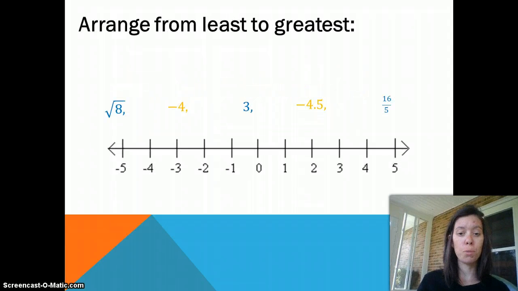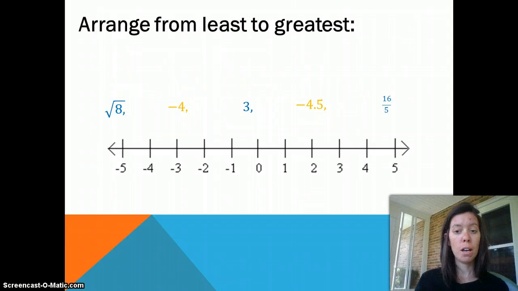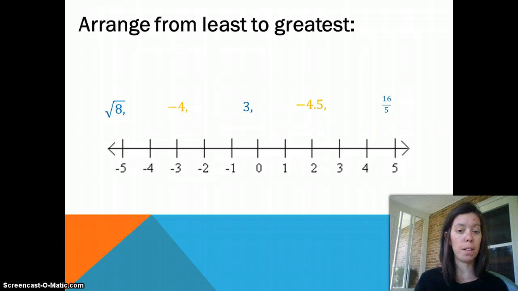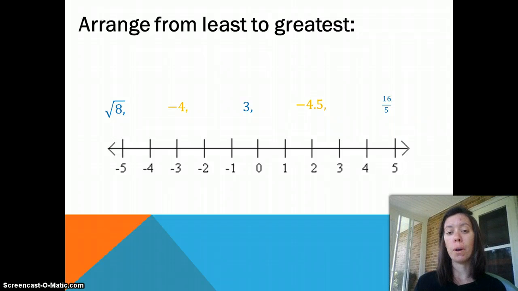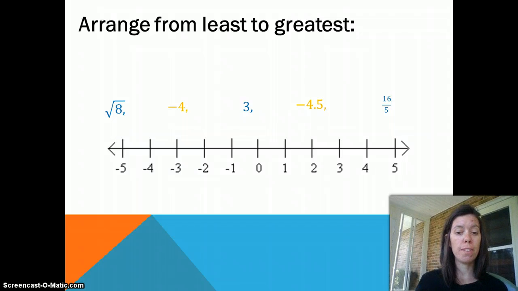Okay, so now you have some good rules. Let's see if we can get these numbers in order on the number line. I'm going to put a number line here because since we have all different types of numbers, I thought it would be easier if we go ahead and assign them to a position on the number line. So we'll start with the square root of 8. We don't know exactly where that belongs on the number line, but it has to be between 2 and 3. Then -4 is already marked on the number line, so we can just put that right at -4. Same thing with the +3.